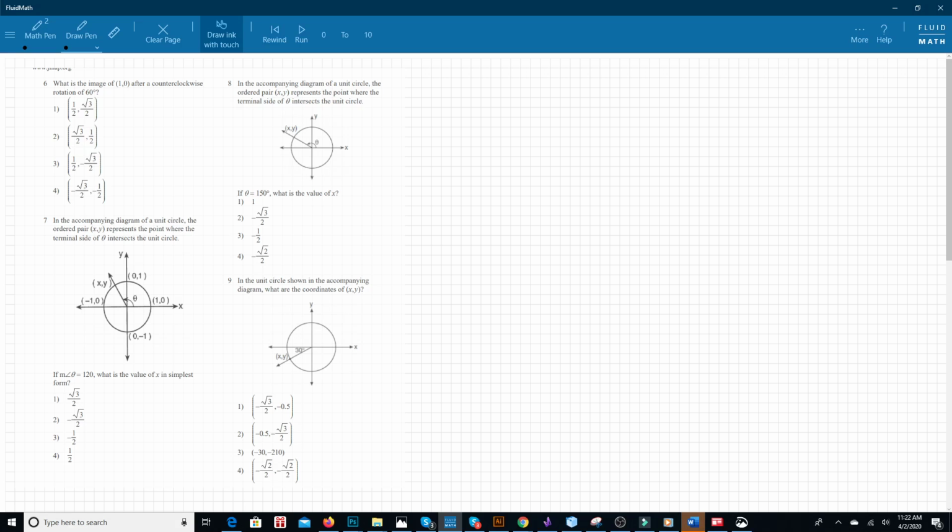Look at question 6. What do you think? Again, draw up the unit circle that I gave you guys in the worksheets yesterday.